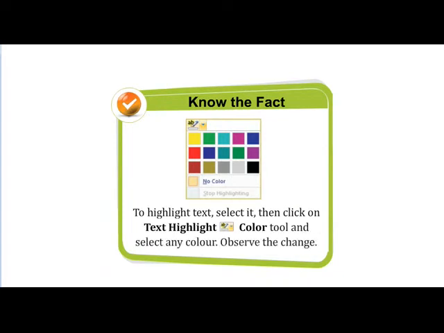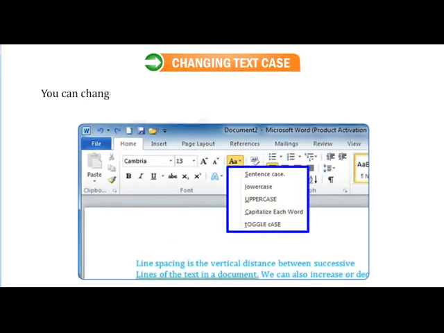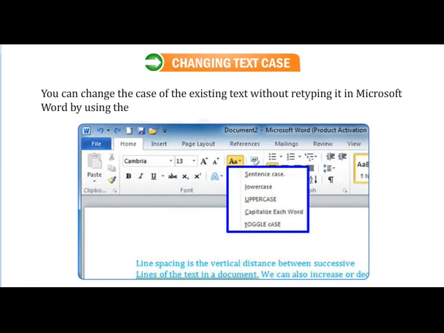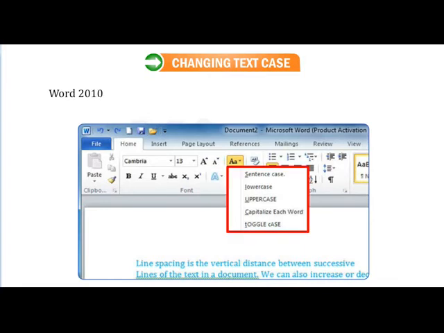observe the change. Now we will discuss how to change text case. You can change the case of the existing text without retyping it in Microsoft Word by using the Change Case option available in the font group. Word 2010 provides 5 types of case conversions, which are as follows.